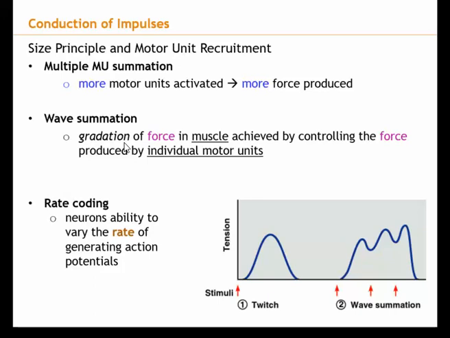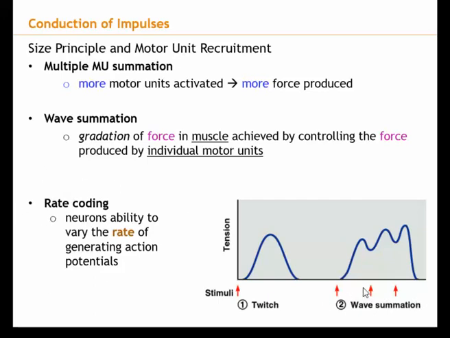And last is rate coding. So rate coding is the neuron's ability to vary the rate at which those action potentials occur at the muscle. So this picture down here, over here we have tension, which is also force, and down here we have the stimulus. So the stimulus is the action potential. So one stimulus will cause like a muscle twitch. But when we have multiple stimuli occur together, that's called rate coding.